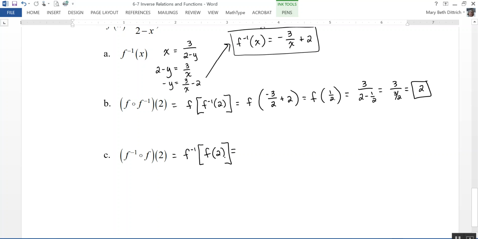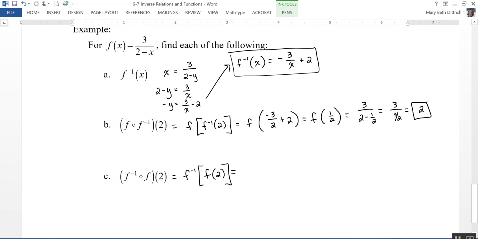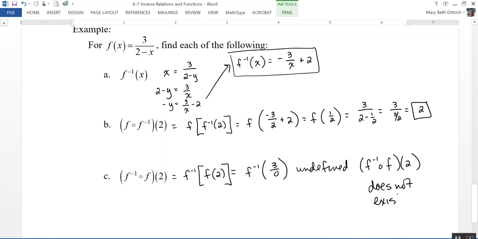So the first thing I'm going to do is put 2 for x into f right here. So when I put 2 in there, I'm going to end up with 2 minus 2 on the bottom. So that gives me 3 over 0, which is a problem. I can't do that. That's undefined because I can't have 0 in the denominator. Okay, so what that means is that the composition of the inverse of f and f of 2 does not exist because I ended up with a 0 in the denominator when I did that.